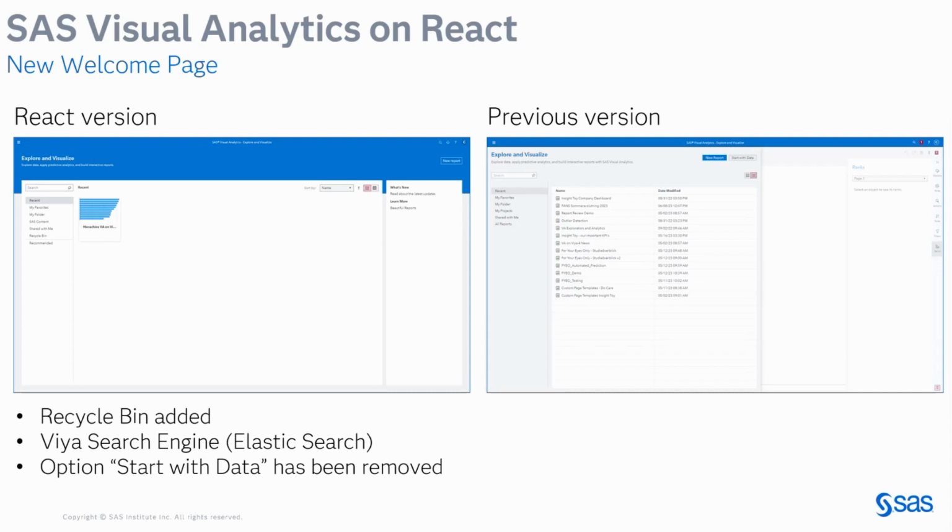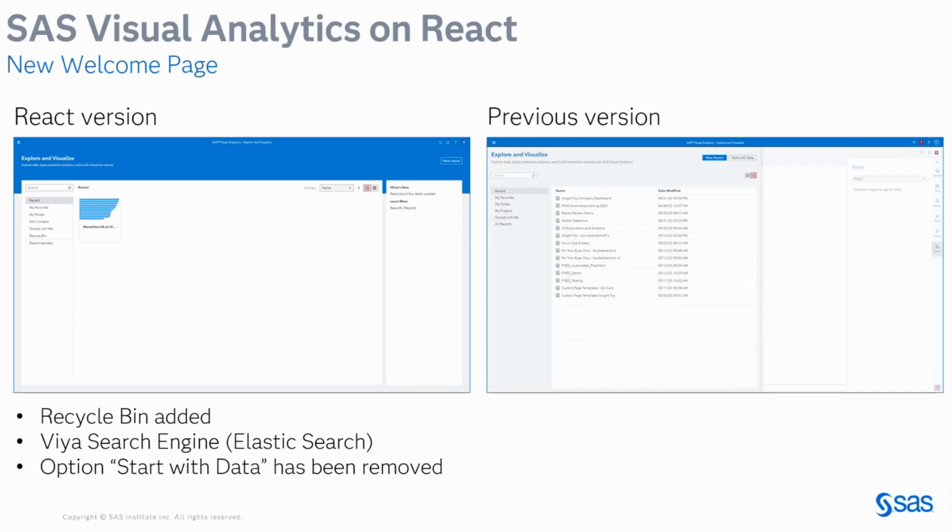So you can search for bits and pieces, not only the name of a report or something like that. You might be searching for specific data that is connected to a Visual Analytics report. So it actually gives you more expanded search possibilities for searching for your reports.